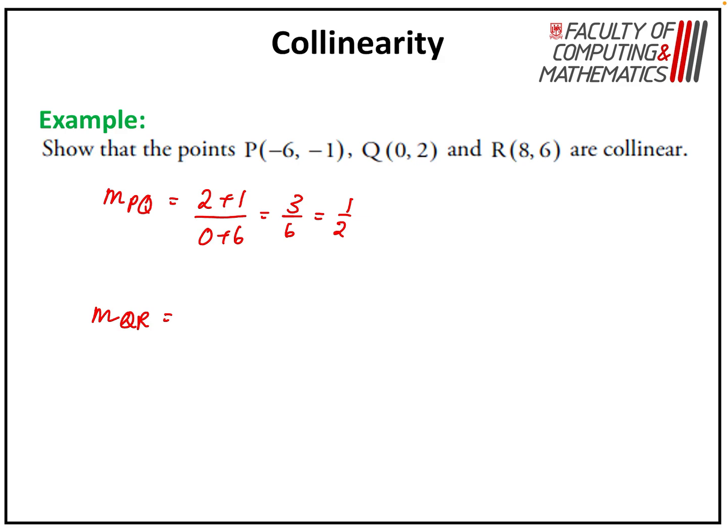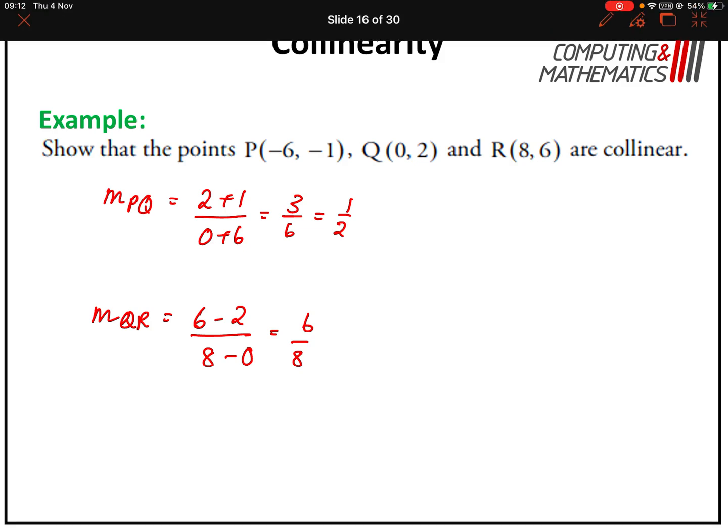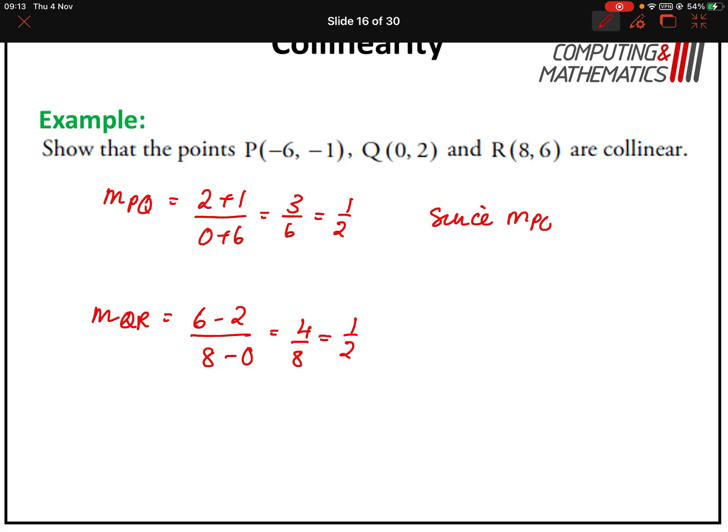So I'm hoping to get the same thing here. 6 minus 2 over 8 minus 0 will give me 6 over 8. No, let's try that again. I'm pausing because I've clearly made a mistake, I'm sorry. I should have 4 over 8, which will give me a half. So you would say that since m of PQ is equal to m of QR, the gradients are parallel.